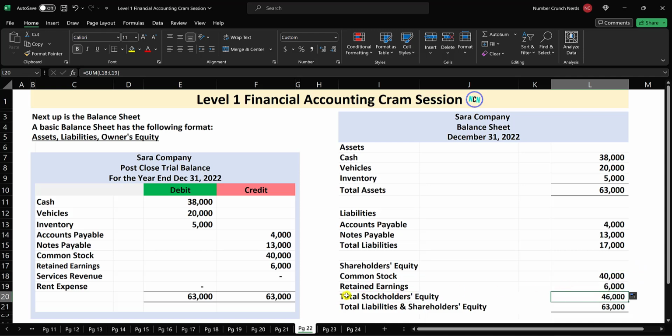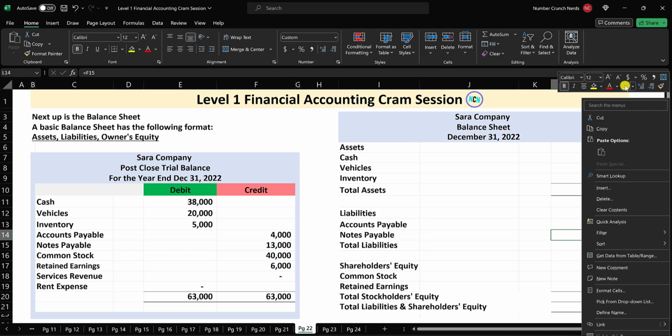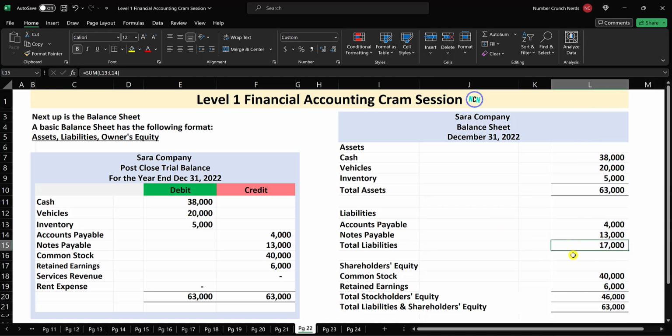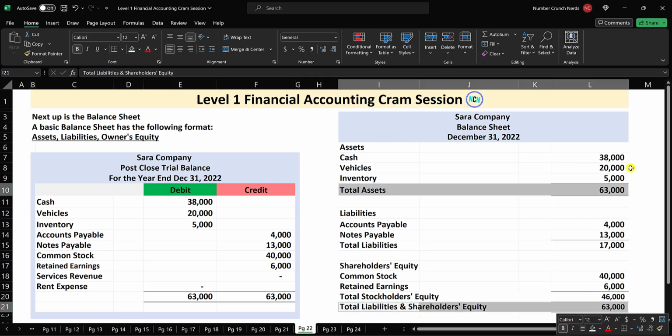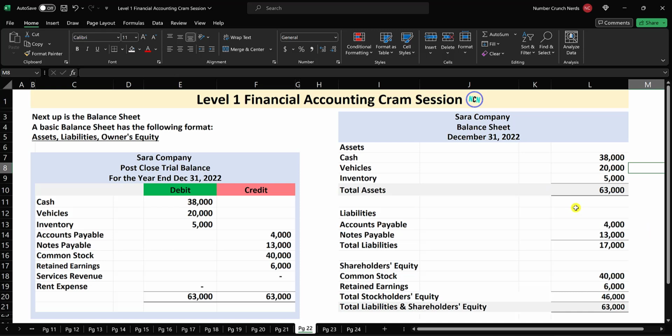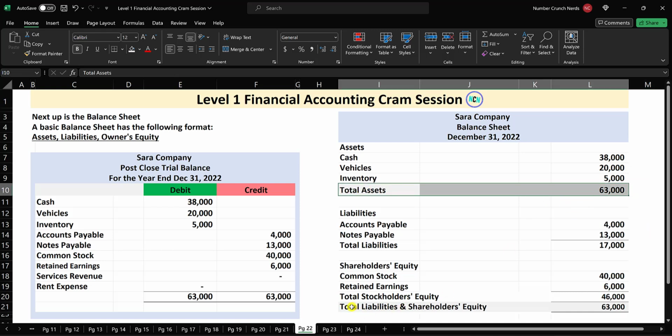So here you will have a total for stockholders' equity, just like you have a total for liabilities. We should have a single line right there to show that that's a summation. We have a summation here, and then this one will grab the liabilities, plus it will grab right here the total stockholders' equity, 17 plus the 46 is 63, and you can see that the 63 total assets and the 63 liabilities and shareholders' equity are the same. So the balance sheet is balancing. If this number does not balance with this number, then we would have an error somewhere along the way.